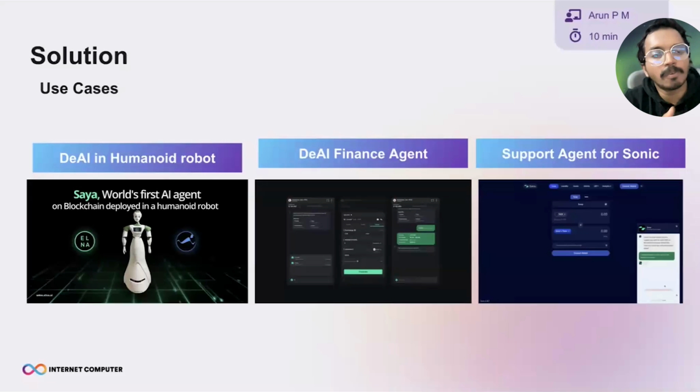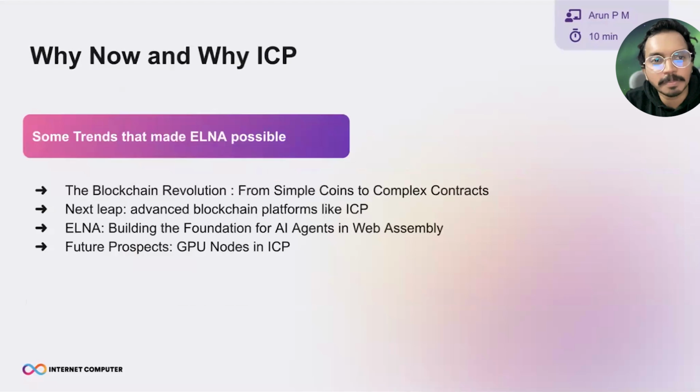Some of the use cases we have done: the first solution is the support agent, which we created for Sonic Text. The second is the AI finance agent, which is more like a personalized finance manager. We have also worked with a robotics company, where the robot, called Saya, is directly connected to one of our LLM agents. How the robot speaks, its character, everything can be set or designed from our ELNA creator page.